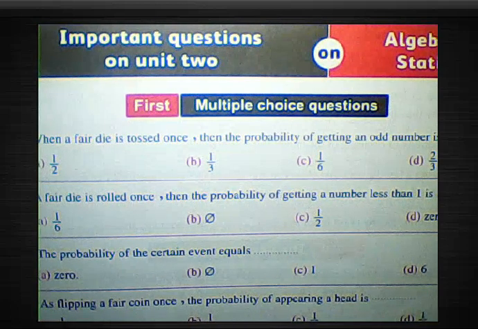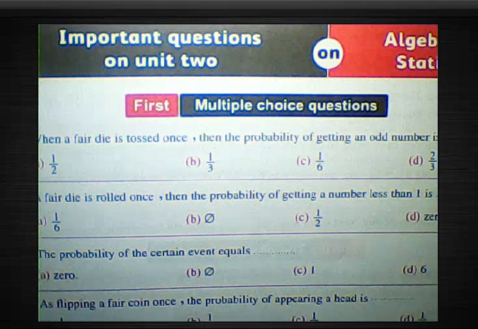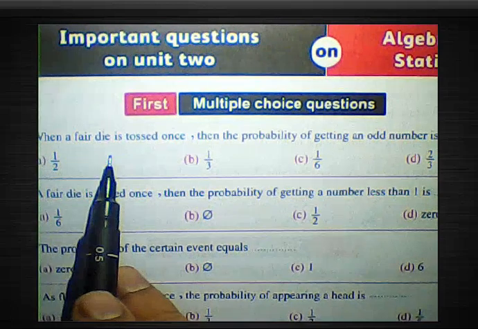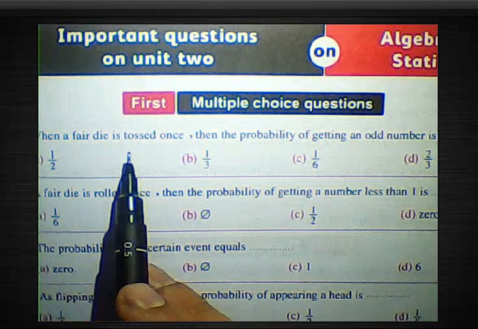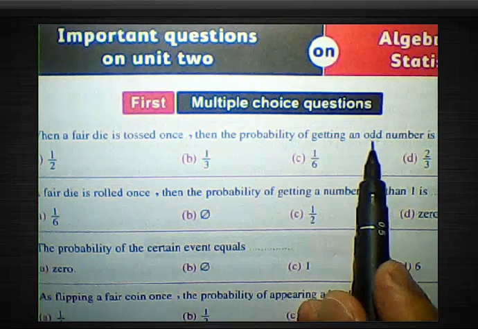Today we will solve important questions on Unit 2, Algebra and Statistics. First, multiple choice questions. Number 1: when a die is tossed once, what is the probability of getting an odd number?